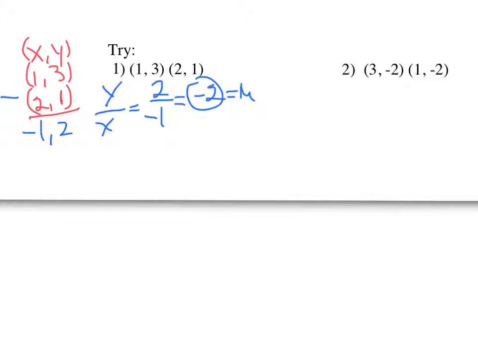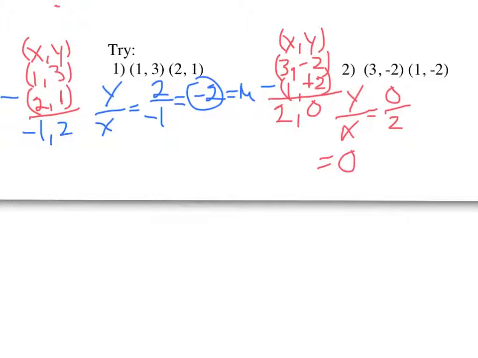Now you do number 2. This one sets up with (3, -2) over (1, -2). And we subtract 1 from 3 to get 2. Did you forget that a negative subtracting a negative is going to be a positive? So that makes this a 0. And therefore, recording this, we have y over x, which is 0 over 2. 2 divides into 0 0 times. This is a 0 slope.